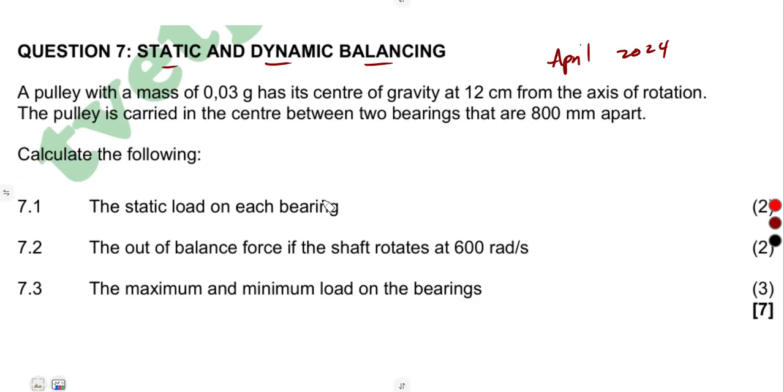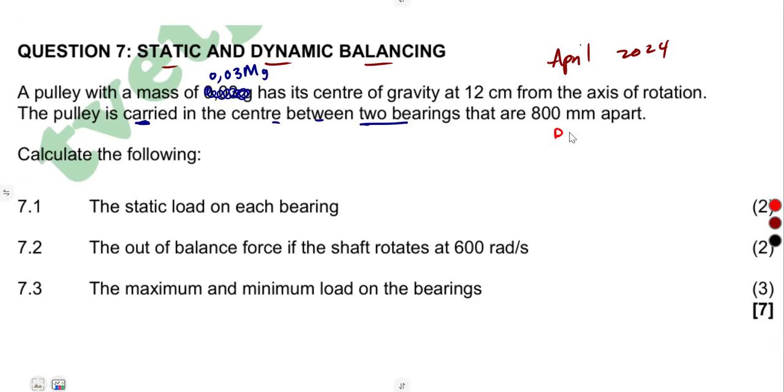So, I had this question because of some errors that were on this part, but guys, there was a pulley with a mass of 0.03 grams. This is too small, the mass here. It was supposed to be 0.03 megagrams. Here is its center of gravity, 12 centimeters from the axis of rotation. The pulley is carried in the center between what? Two bearings that are 800 millimeters apart.